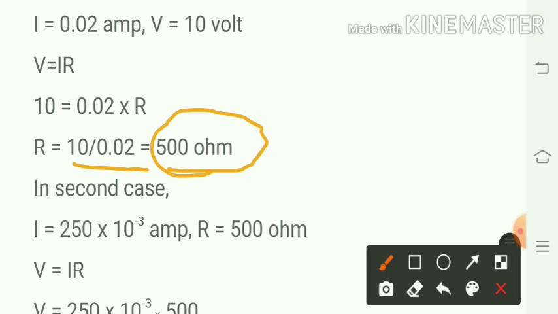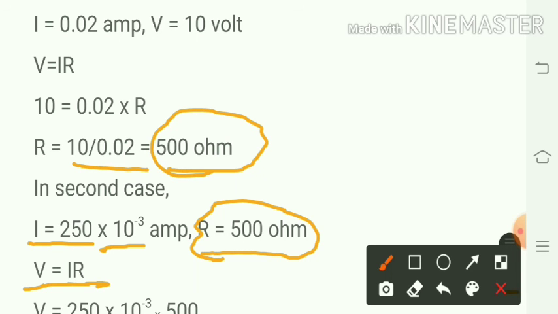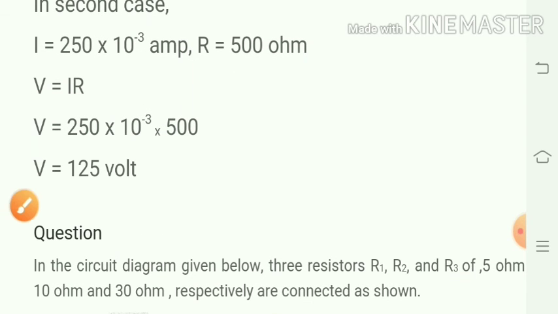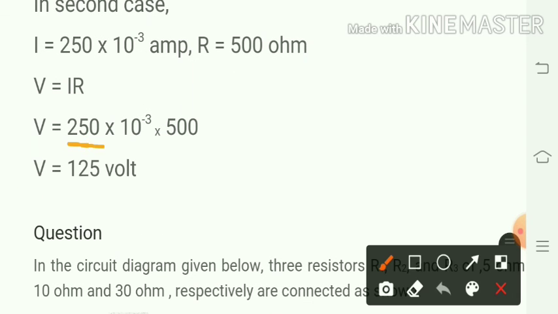In the second case, electric current is 250 into 10 raised to minus 3 ampere. The R value for the same material always remains the same. Therefore, it is 500 ohm. Again, by Ohm's law, V is equal to IR. Putting in the values, we get 250 into 10 raised to minus 3 into 500, which becomes equal to 125 volt.